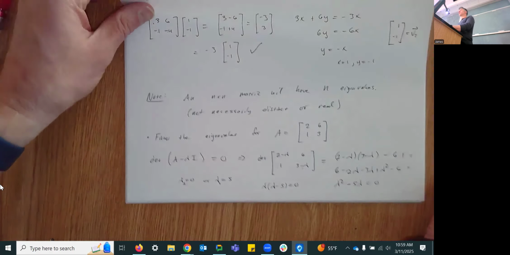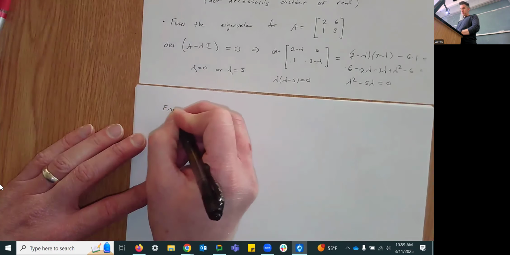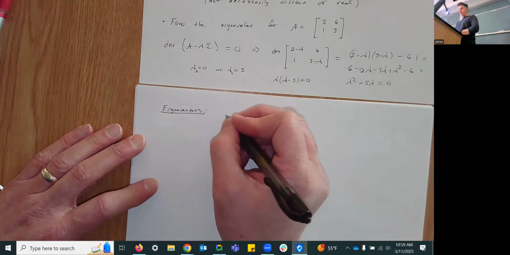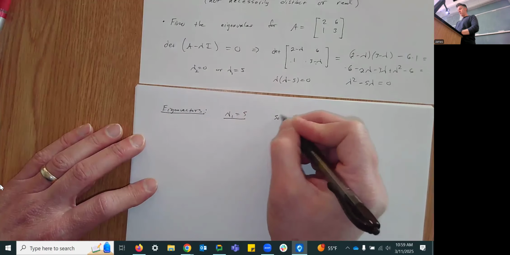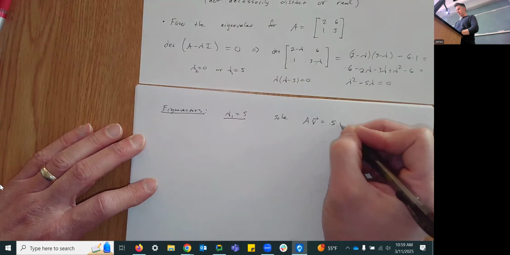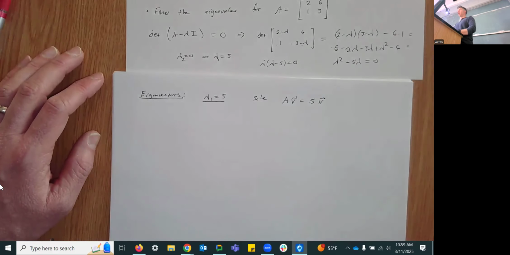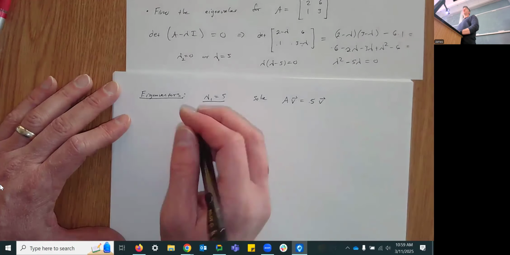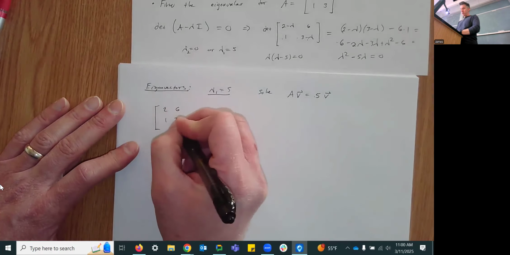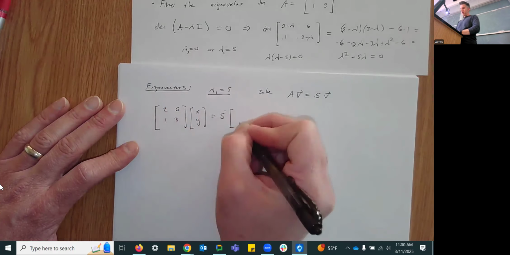Let's find the eigenvectors. A note about finding them: I like finding them the way I have mentioned, which is, for lambda 1 equals 5, we solve A times the vector equals lambda times the vector. But that's not the only way to do it, and some people like to do it a different way. I'm going to do it both ways for this one. So you can say, I'm going to take A, which was 2, 6, 1, 3, times the unknown vector xy equals 5 times the unknown vector xy.